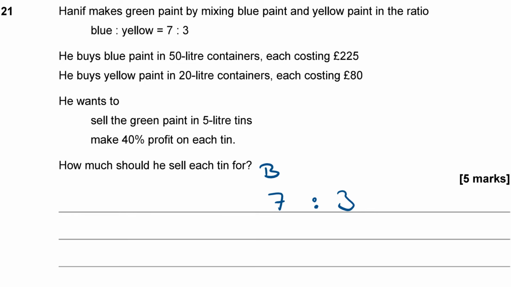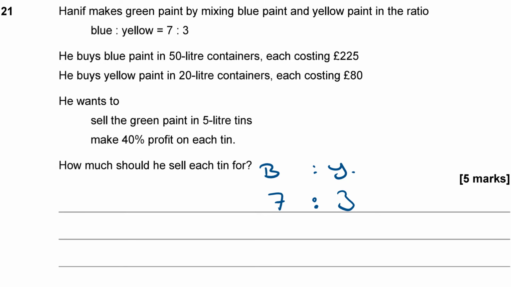So this one is blue and this one is yellow up here. Now I think before we start looking at costings, we need to work out how many pots of blue paint and yellow paint we need in order to make a certain amount of green paint. We want to work it out in a way that we aren't wasting any paint. So is it possible to find a multiple of 50 litres and 20 litres that gives me that ratio of 7:3?